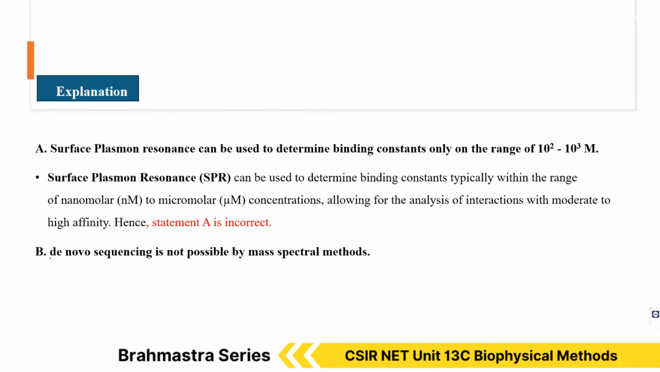Then second is B, de novo sequencing is not possible by mass spectral method. Mass spectrometry is a technique which we use to determine mass to charge ratio of the ions.